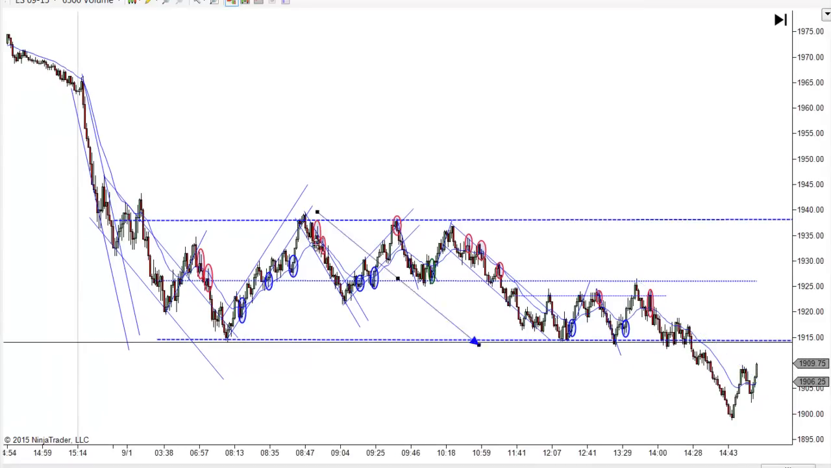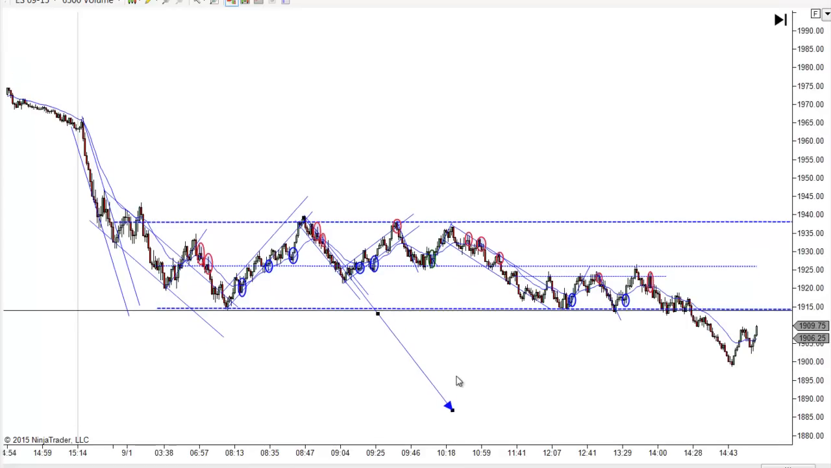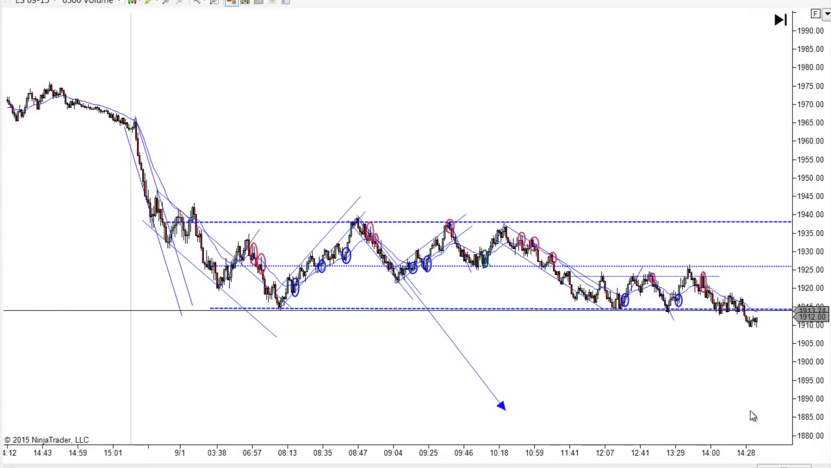If we had continued trending lower overall for the day, I would have looked for a measured move like this from the high to low, and then I would have found the high over here, which was here. And I would have looked for that for my next target, which I found around 1885, but we didn't get down there.